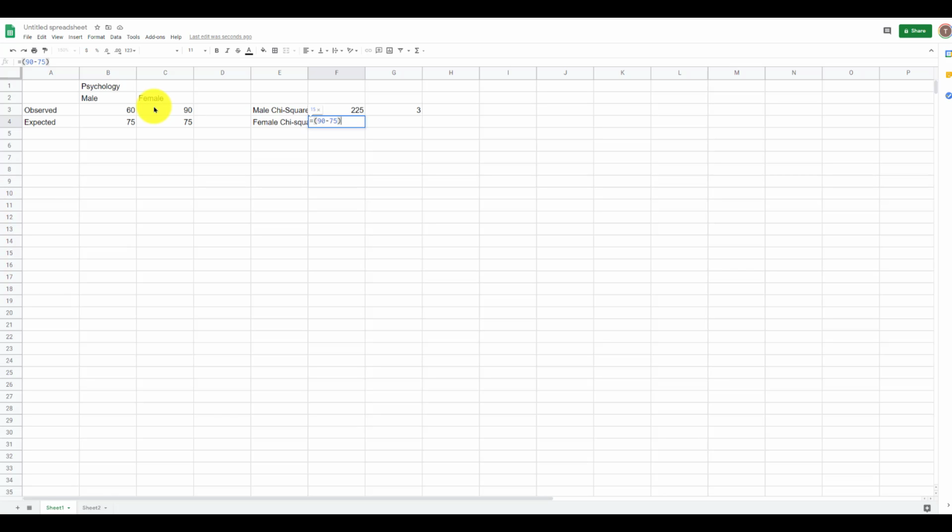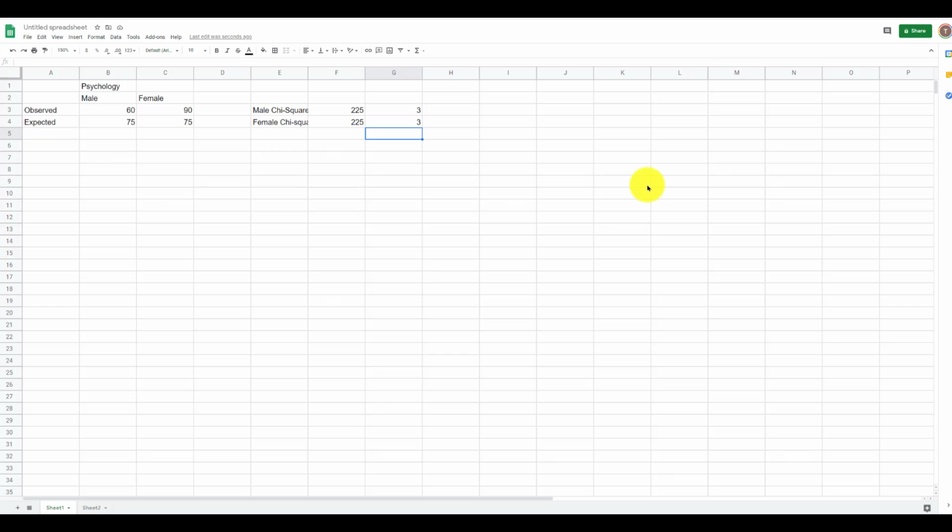Then we square that. Right. And then we're going to take that divided by the expected, right? Since the observed in both categories is the same distance from the expected value, they're going to be the same.